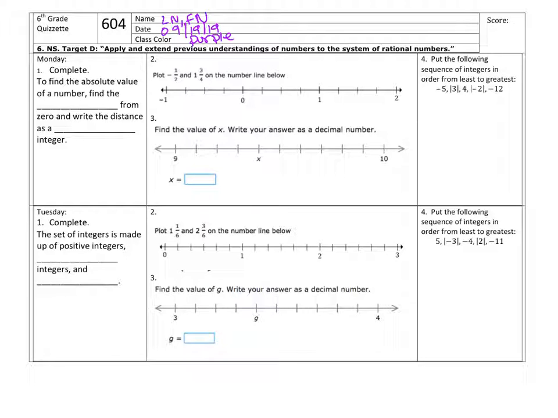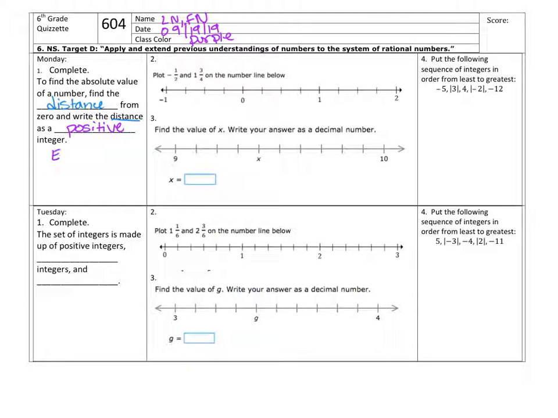Number one, to find the absolute value of a number, find the blank from 0 and write the distance as a blank integer. So sometimes with these sentences, it gives you the answer if you read carefully. It says, to find the absolute value of a number, find the blank from 0 and write the distance. And it's kind of funny because that's the answer. So you find the distance from 0 and write the distance as a positive integer.